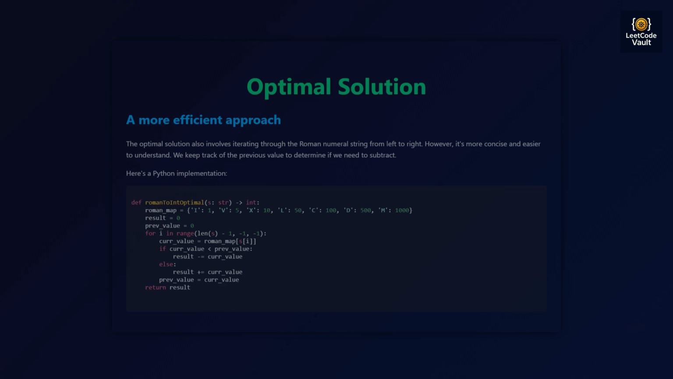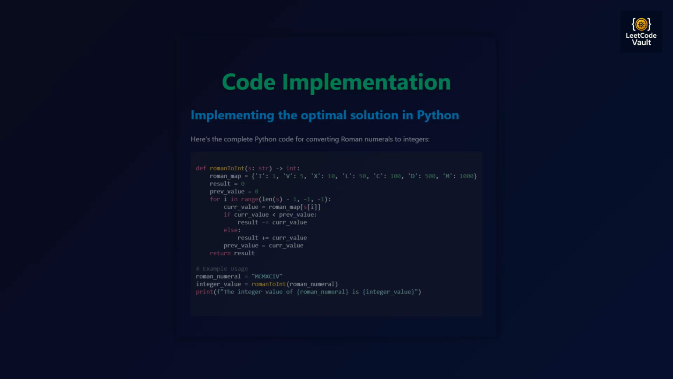For instance, when we encounter IV, since I, 1, is less than V, 5, we'd subtract 1 from the total instead of adding it. This approach cleverly avoids extra conditional checks and simplifies the logic significantly. This approach is far more efficient than the brute force approach, providing a cleaner and faster solution, reducing the need for lengthy if-else statements.